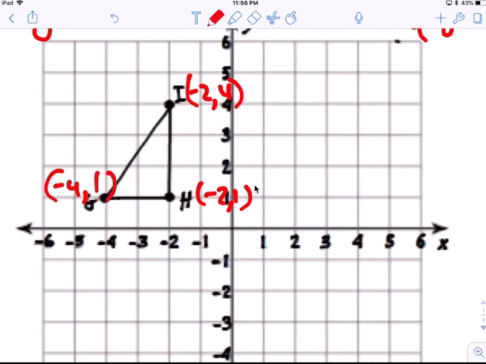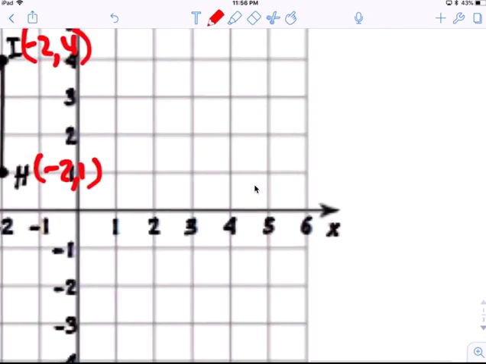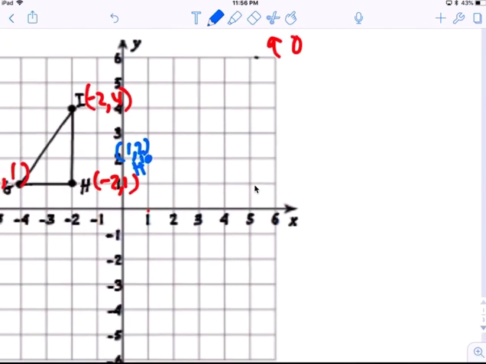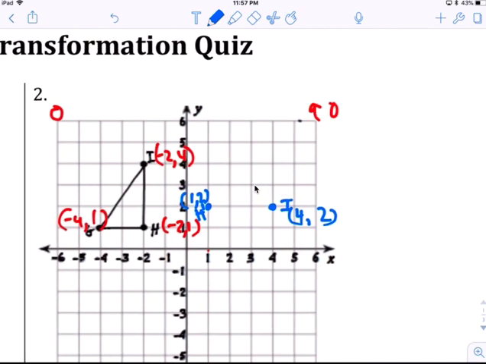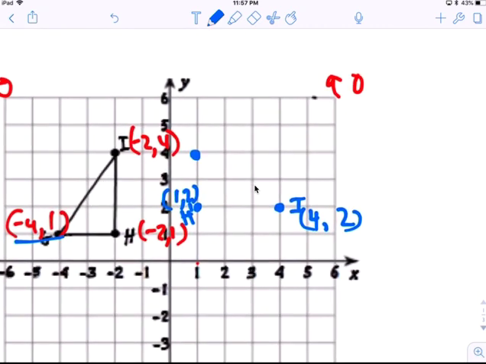Okay, now 90 degrees, the numbers switch. H prime, instead of 2, 1, it's 1, 2. It's H prime. I prime, instead of 4, 2, it's 2, 4. And the last one, instead of 4, 1, it's 1, 4. That's G prime. Connect the dots. Got a rotation.